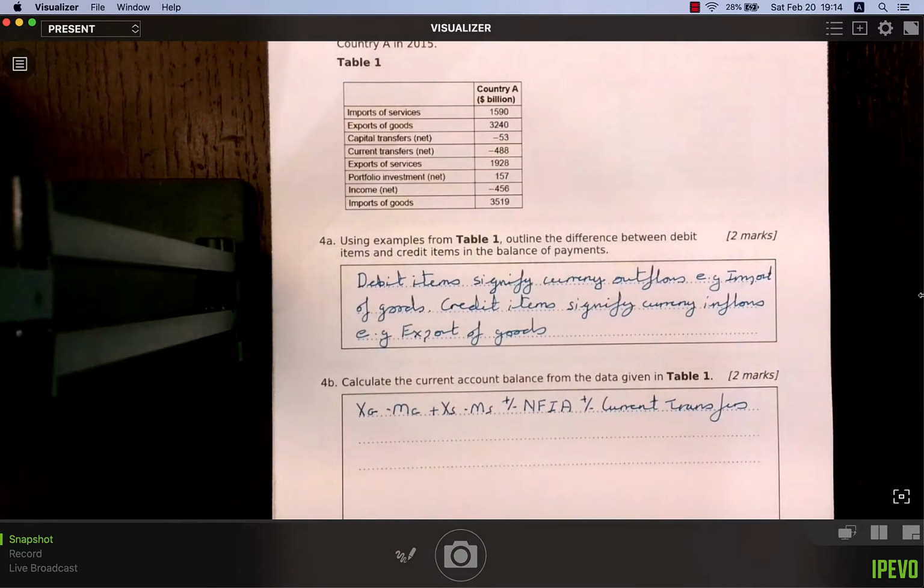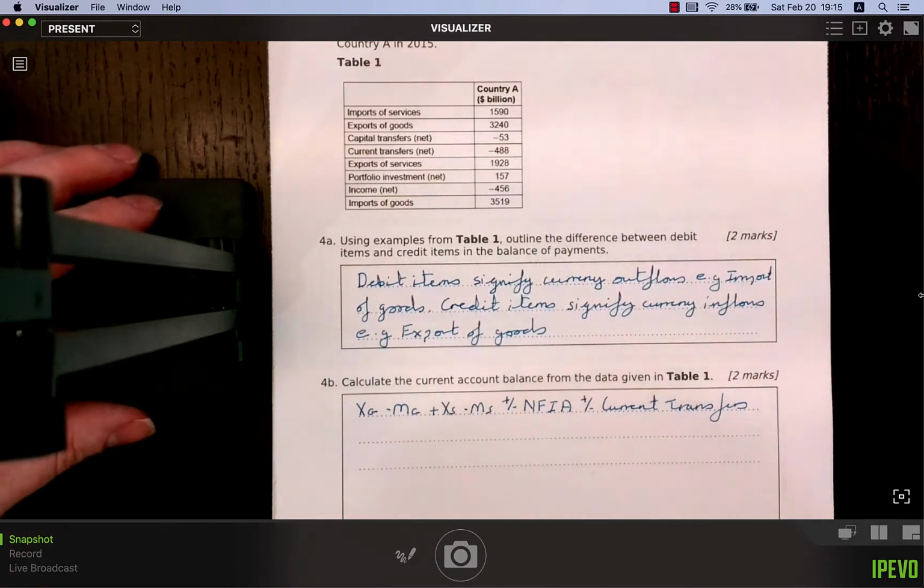Credit items signify currency inflows. Okay, so that means the money is coming into the country, whichever country this is. Anyway, country A, and that is exports of goods. So the goods are leaving, yes, but the money is coming in, and that is what we are keeping track of in the balance of payments.